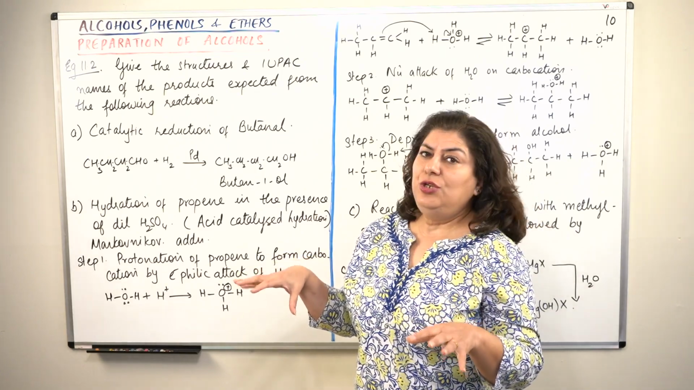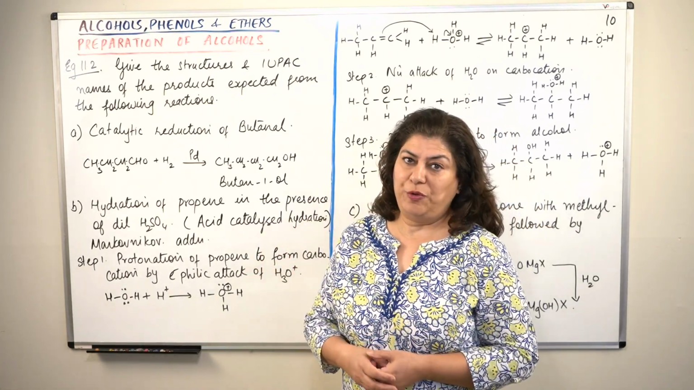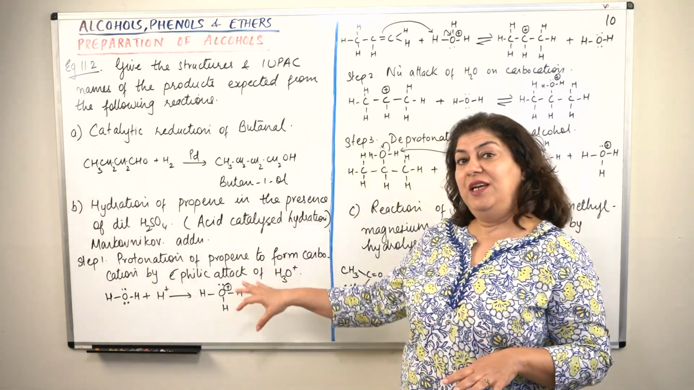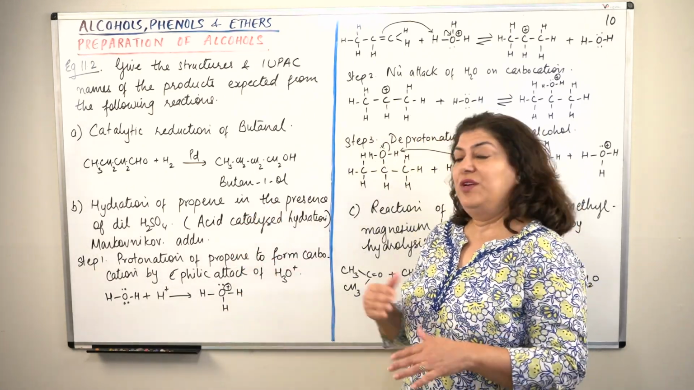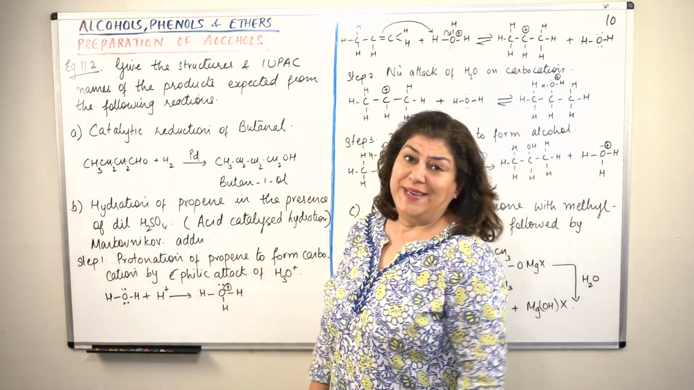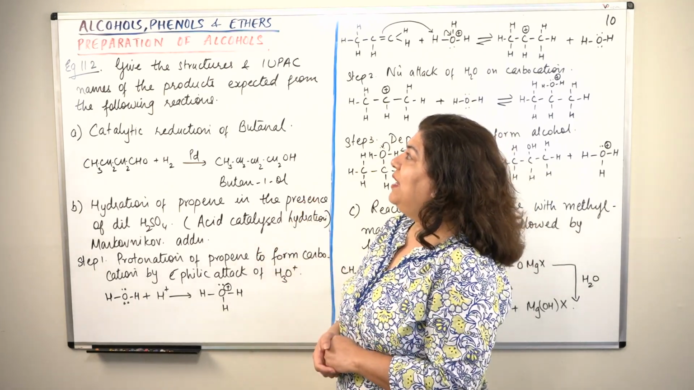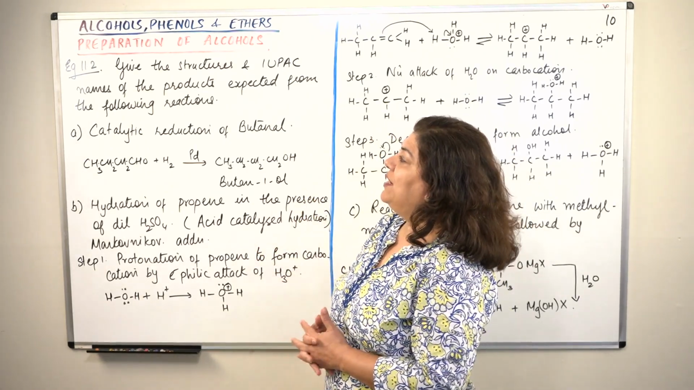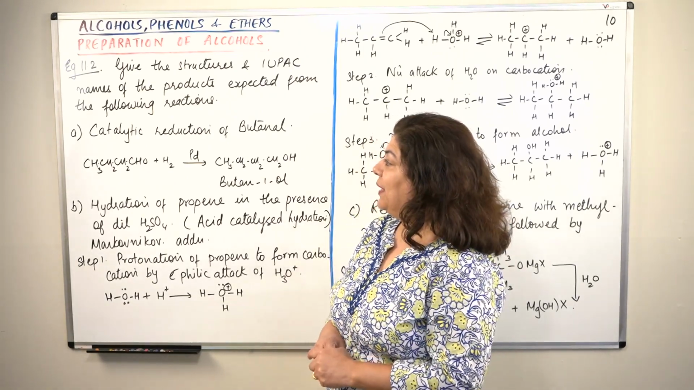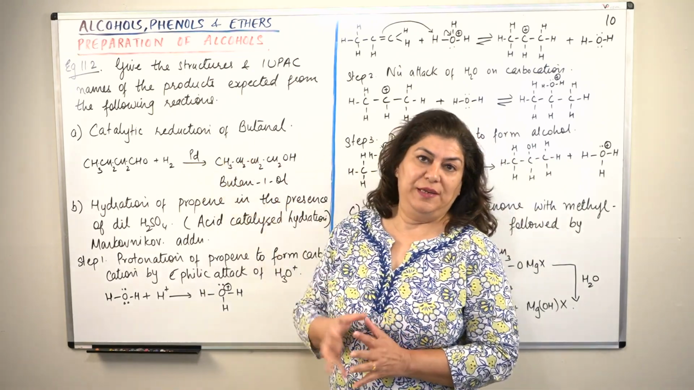In the question, you're only supposed to give the names of the products, the IUPAC names of the products, but I have intentionally written down the equations so that we can revise. So let us start with the question. Give the structures and IUPAC names of the products expected from the following reactions. The first is catalytic reduction of butanal.